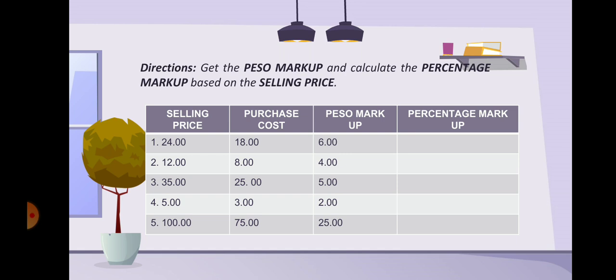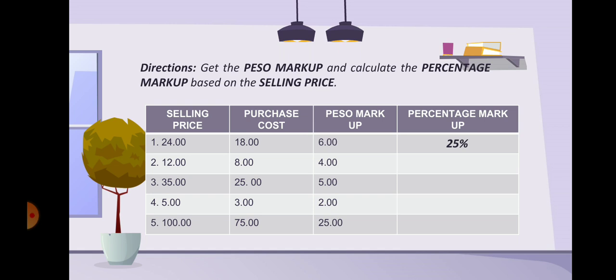Okay, so let's have an activity. You prepare your pen and paper. Get the peso markup and calculate the percentage markup based on selling price. Number 1, the selling price is 24 pesos. Purchase cost is 18 pesos. And then you have the peso markup, 6 pesos. So we subtract 18 pesos from 24 pesos to come up with the peso markup. So what is the percentage markup? Okay, so we have 25%.